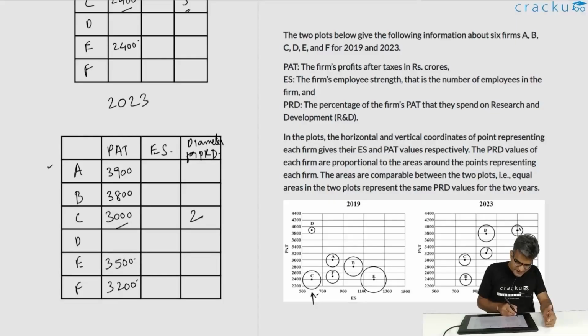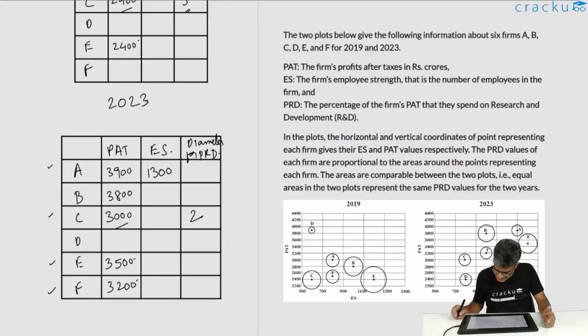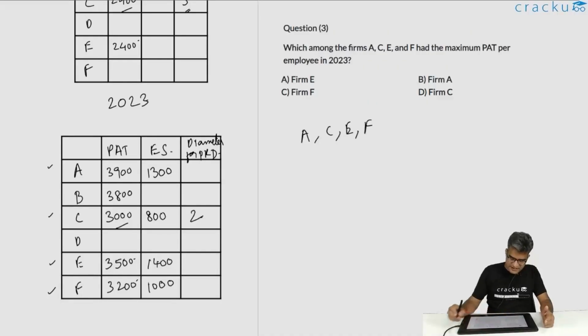So we need the employee strength for A, C, E and F for 2023. For A, it is 1300. For C, it is 800. For E, it is 1400. And for F, it is 1000. Which of them is the highest? We have to calculate the ratio of PAT to employee strength. That will be the PAT per employee.